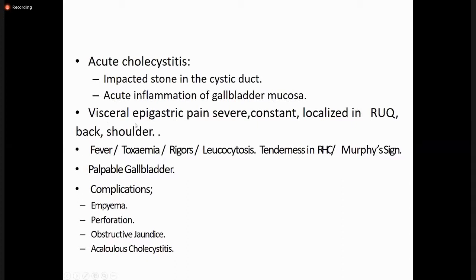The symptoms will be visceral epigastric pain, which may be severe, constant, localized in the right upper quadrant, referring to the back and the shoulder. The patient may present with fever, toxemia, rigors, and there might be leukocytosis. On examination, you will be finding tenderness in the right hypochondrium, and Murphy sign will be positive. We'll be discussing what Murphy sign is later on. And on physical examination, there may be a palpable gallbladder.